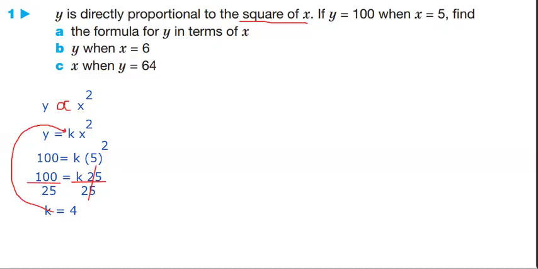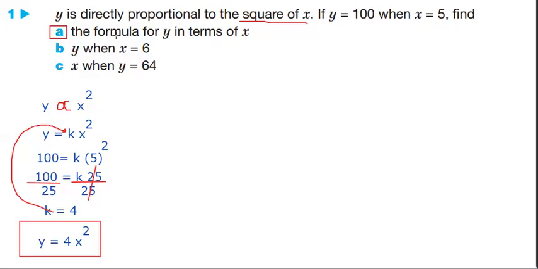So y will equal, we know that k is 4 now. This means 4 multiplied by x power of 2, or 4x squared. And this is the formula that they need for the question. So y equals 4x squared, and this is the answer to question A. Now we're going to use the formula to answer B and C.